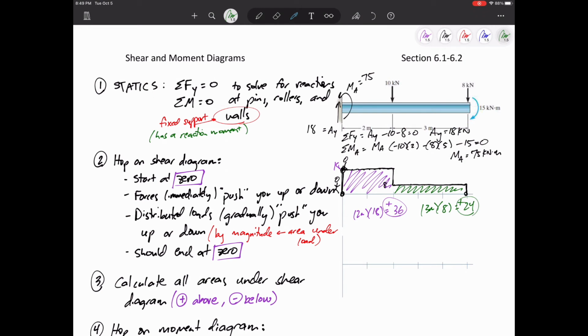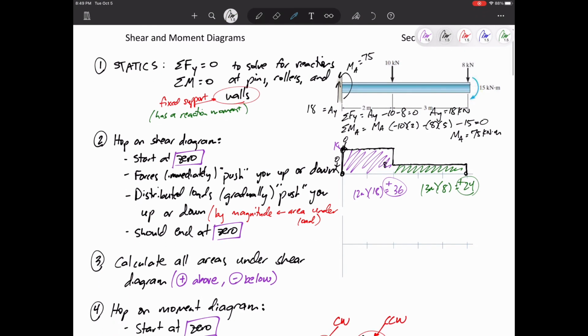So here is our moment diagram. Start at 0. Immediately I see that 75, so immediately I feel that 75. A counterclockwise moment pushes me down. I think I wrote that wrong on the other page, but a counterclockwise moment pushes me down. Then the area under the curve is 36, so I'm going to change by 36. I was at negative 75, and I go up 36, so now I'm at negative 39.